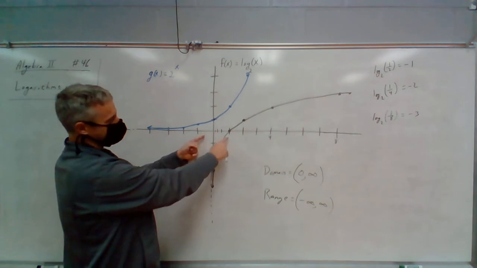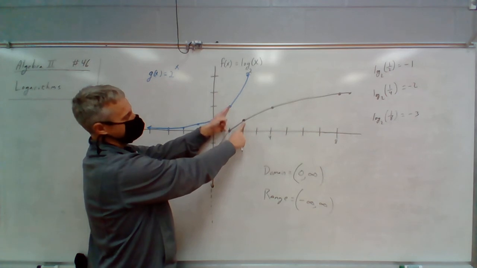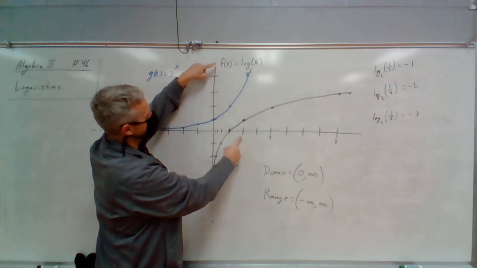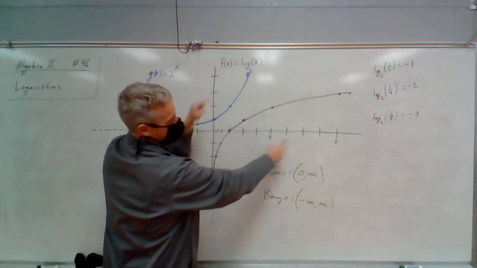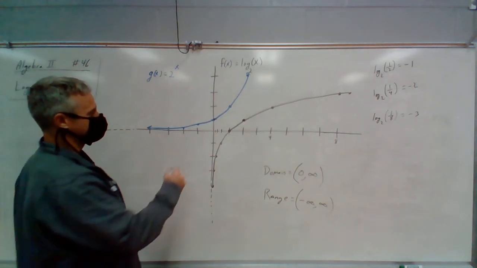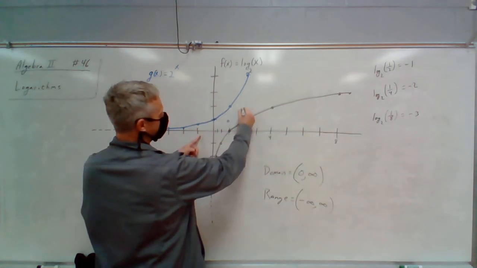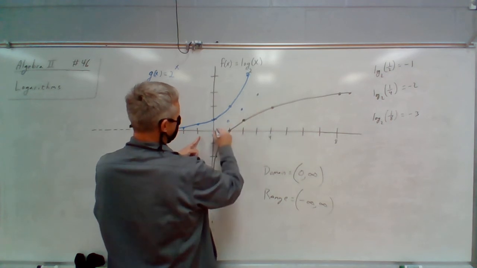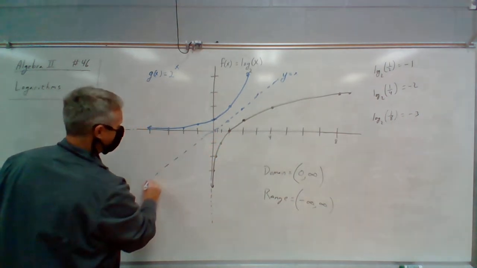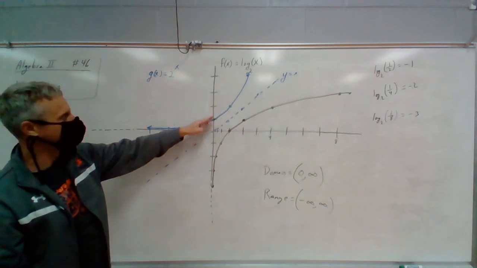So let's think about these points. This point is 1, 0. This is 0, 1. This point is 2, 1. This one's 1, 2. This point is 4, 2. And this one's 2, 4. And the next one, we would have 3, 8. And we have 8, 3 out there. So remember what that is. These are inverse functions. And if I plotted the line y equals x, so 1, 1, 2, 2, 3, 3, and so on. This line y equals x. This graph and this graph are just reflections across the line y equals x.